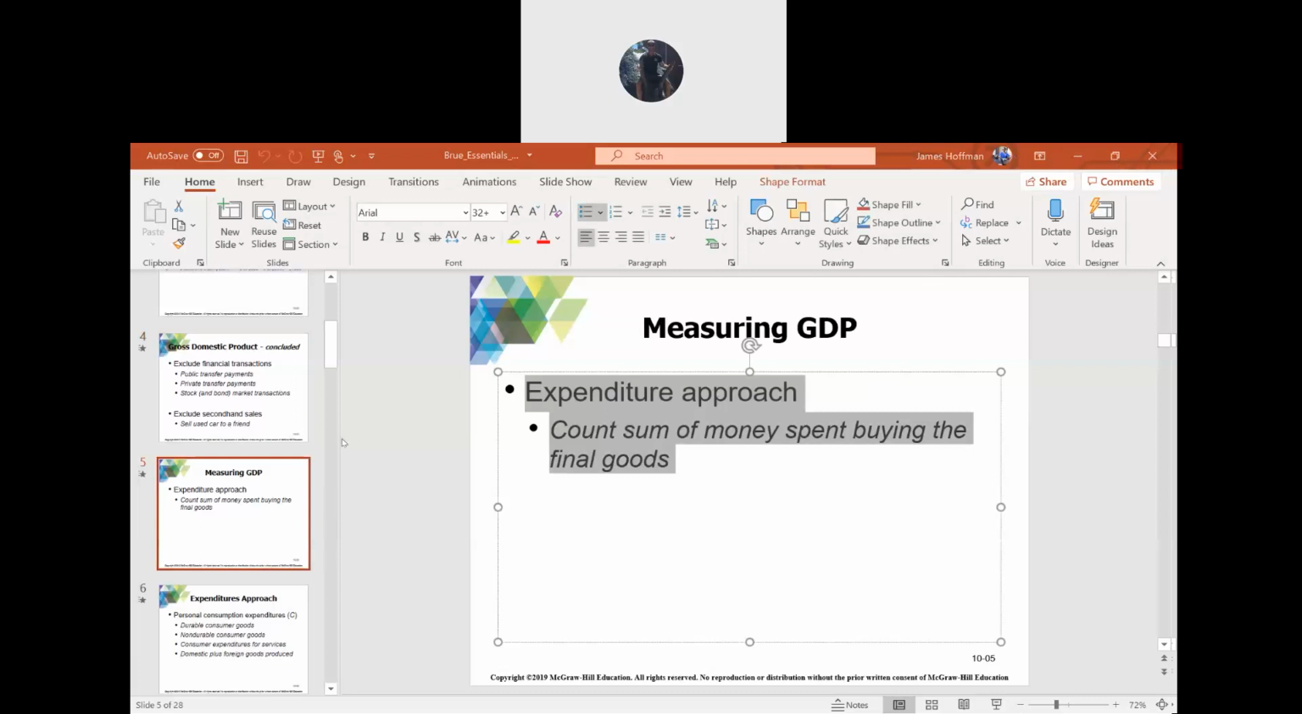Okay, so there's a couple of ways to measure GDP. The expenditure approach is the easiest one, and the one that's taught most widely in textbooks. To measure what GDP is during a certain period of time, you can either sum up or estimate how much was spent, or you can sum up how much was produced. It's much easier to do the expenditure approach, so that's how we're going to measure GDP.